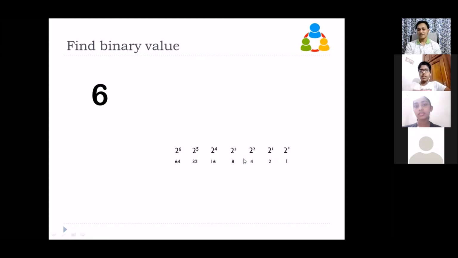See, what Shivananda told is 1, 1, 0. That means 4 plus 2, 6. Oh, I started from the right. I was supposed to start from the left. Exactly. That is why I was giving you a clue.